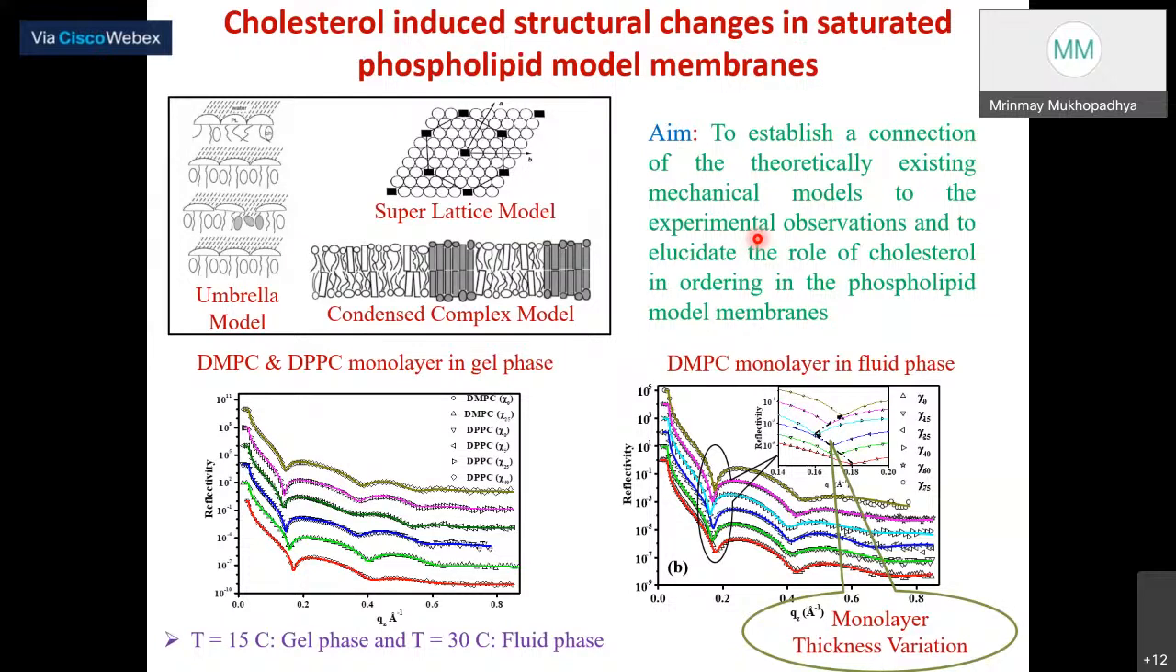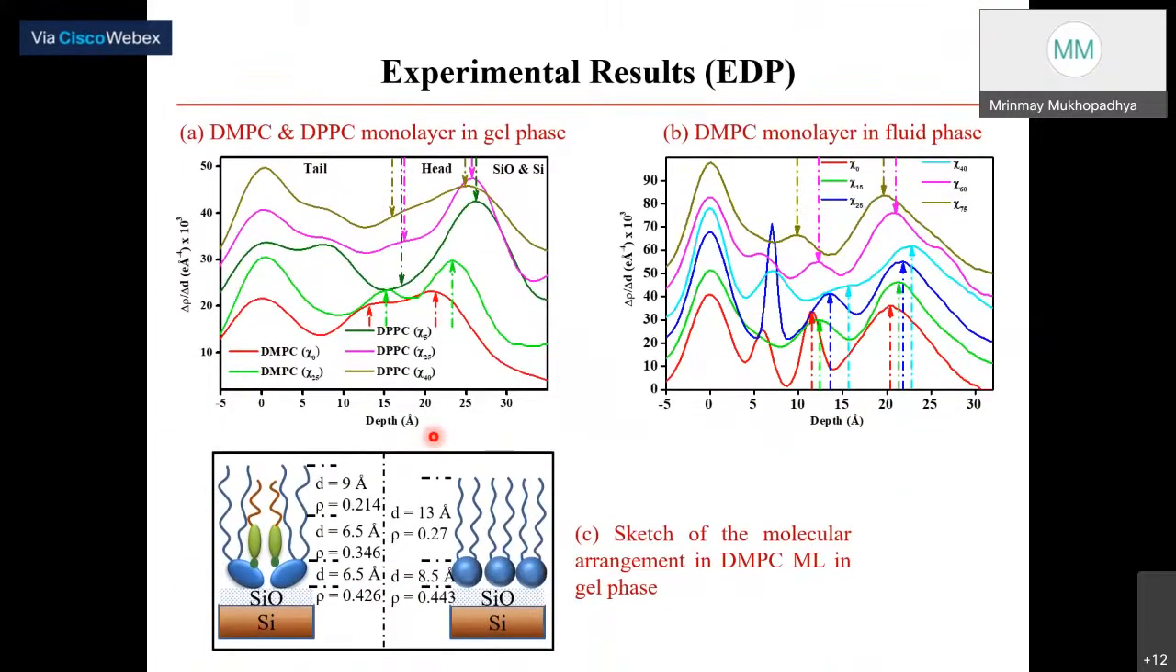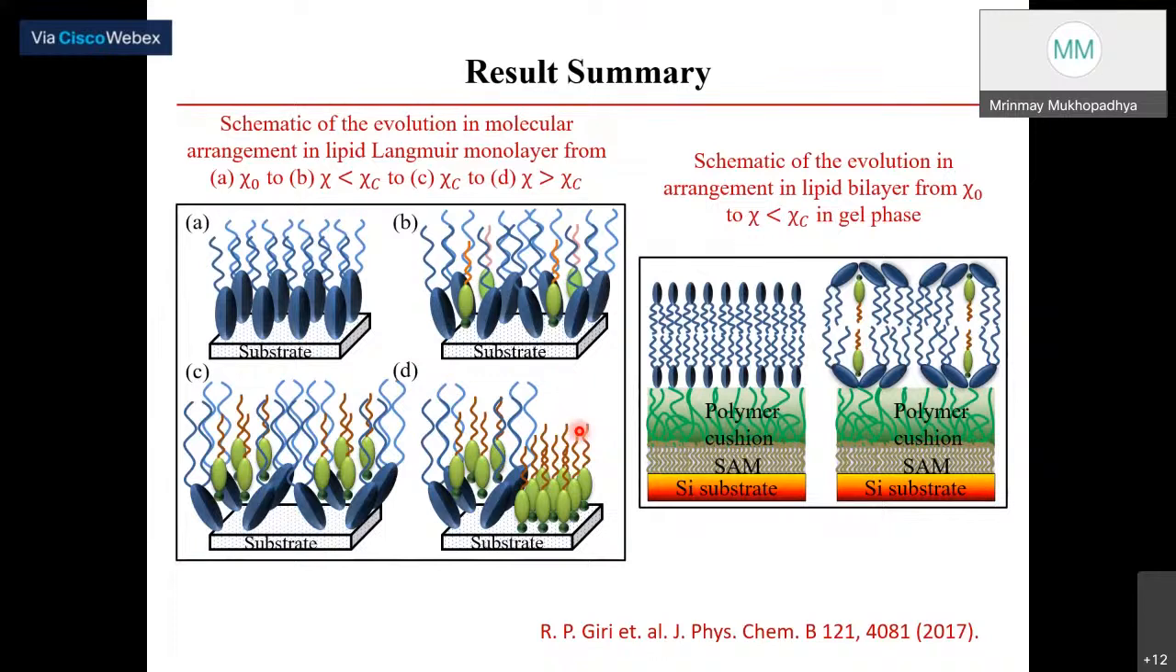These are all different models that people are talking about. Here we have done this on a monolayer surface, where we changed the cholesterol concentration and looked at how this cholesterol concentration changes the monolayer. That was basically the motive of the study. We have seen how the monolayer thickness variation changes and how these cholesterols get attached.